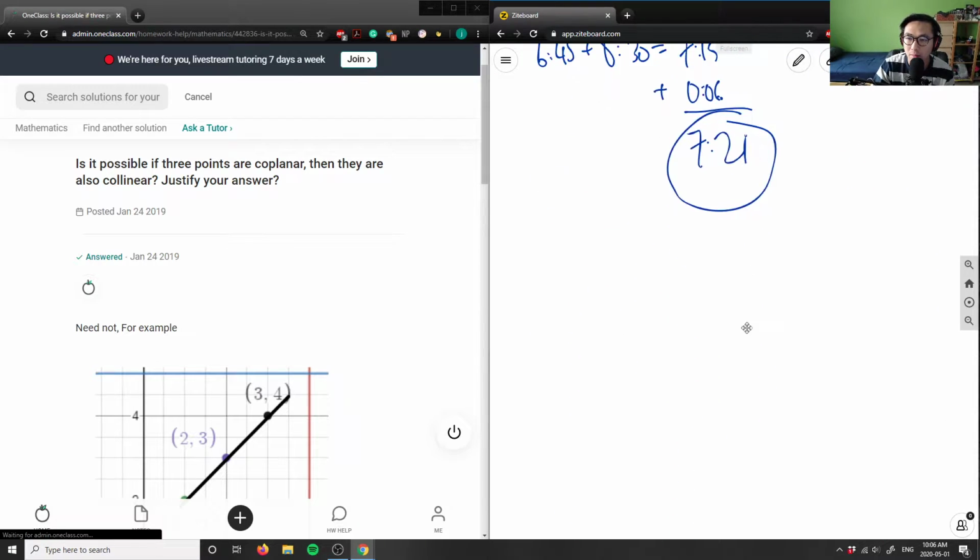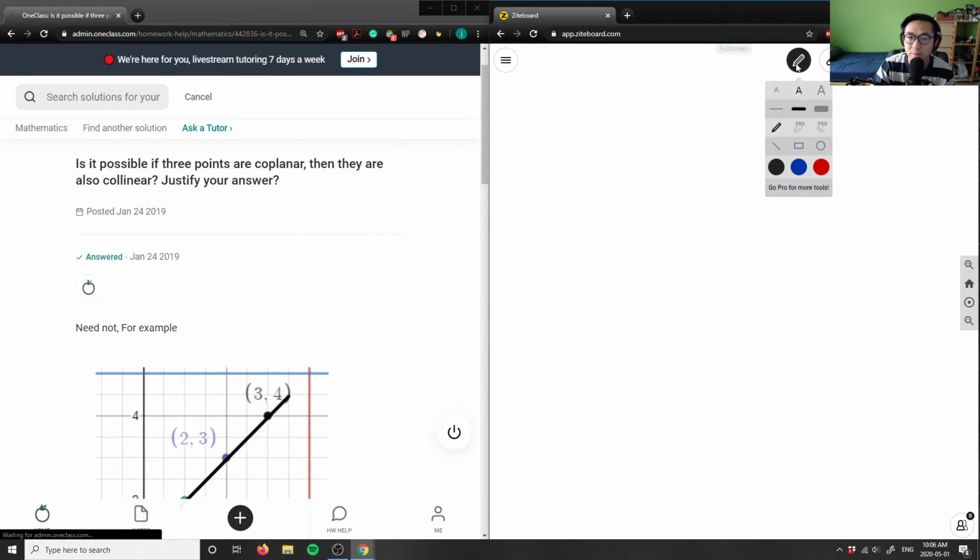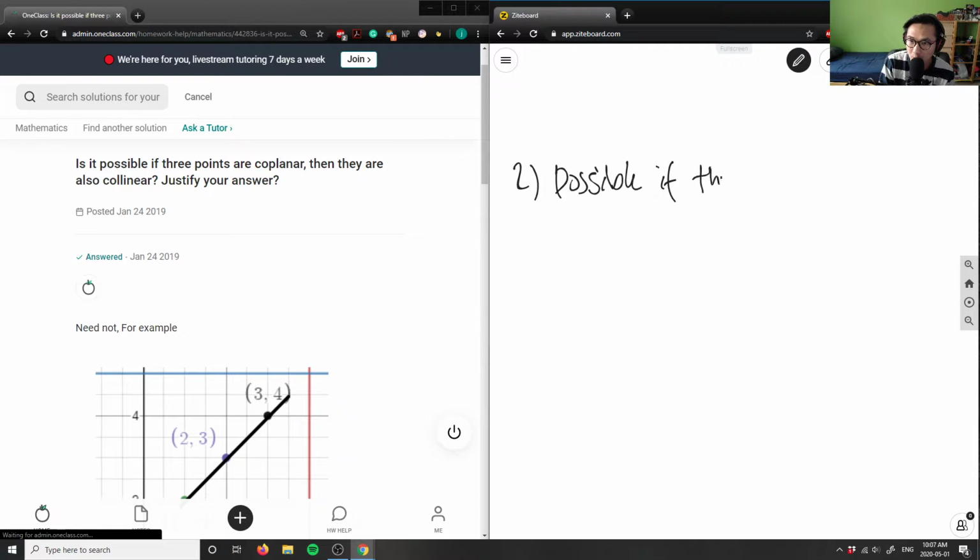That's number 1. So number 2 is asking, is it possible if 3 points are coplanar, then they are also collinear? Justify your answer. So is it possible if 3 points are coplanar, then they are collinear?